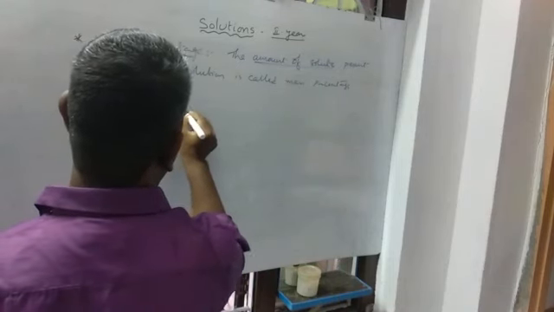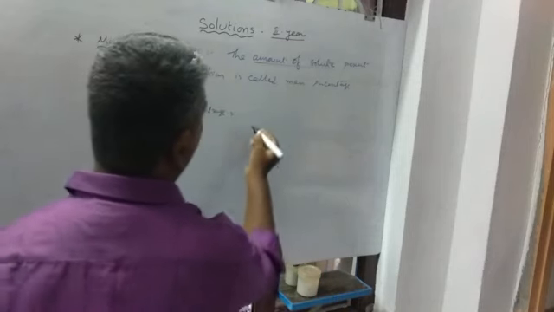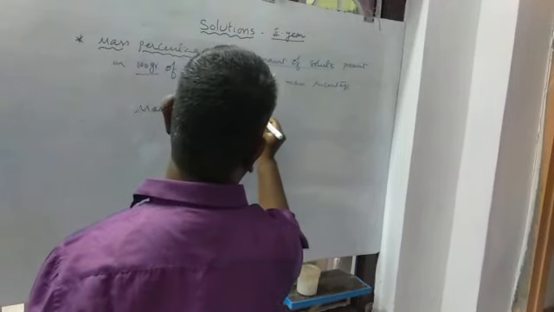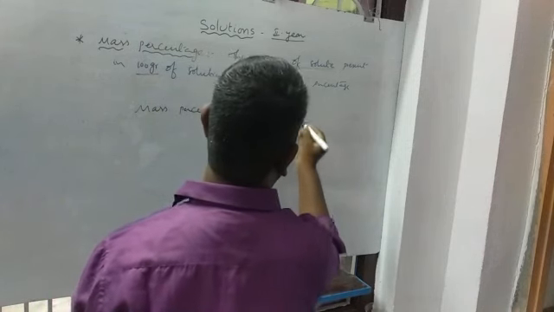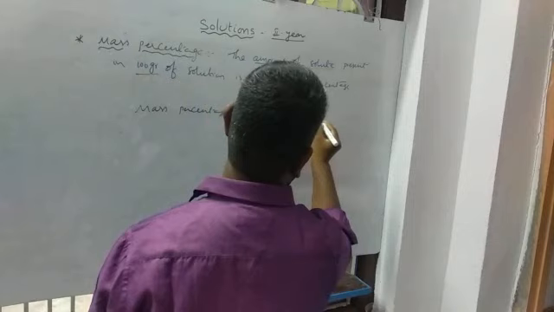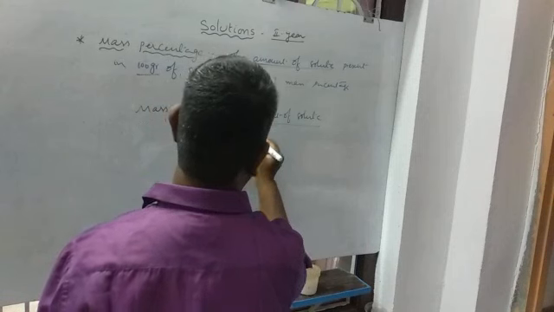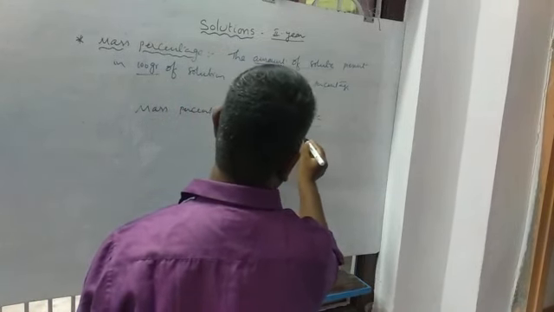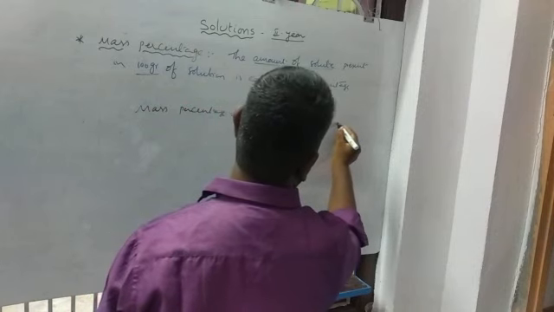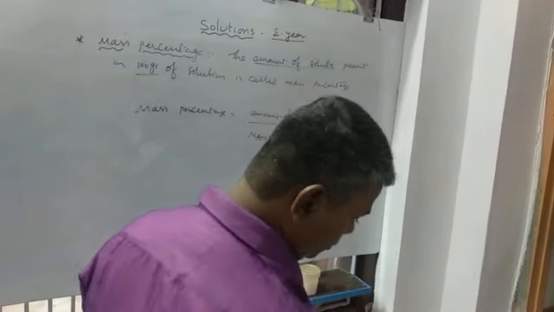So mass percentage equals amount of solute by mass of solution into 100.